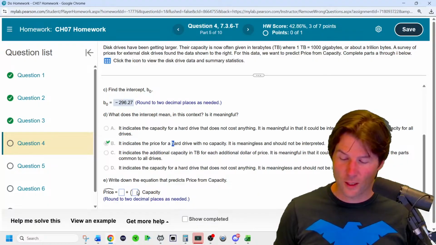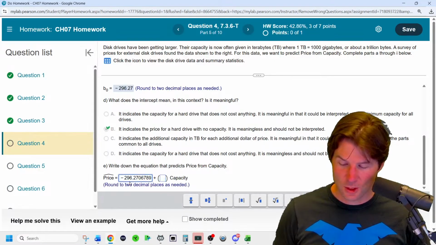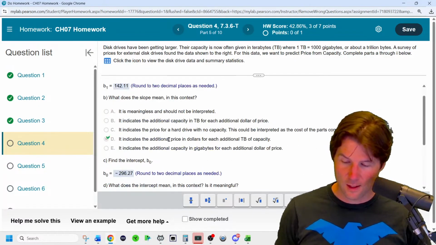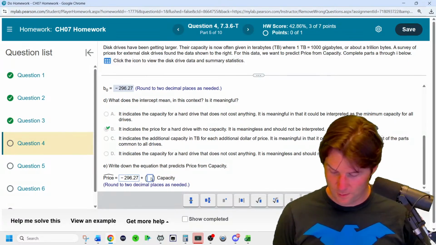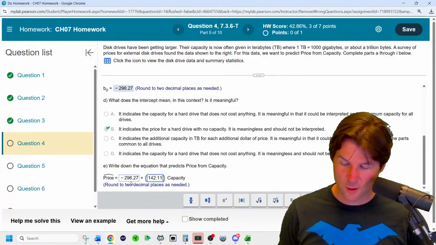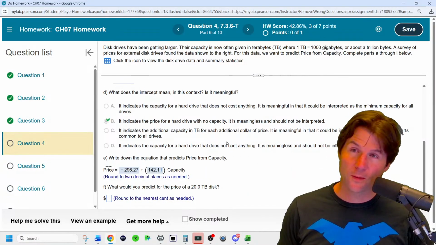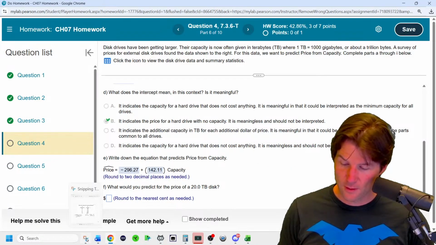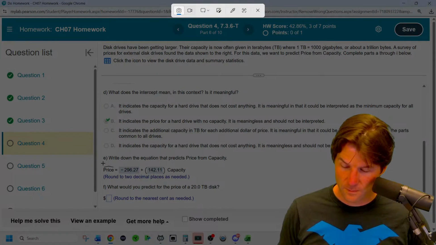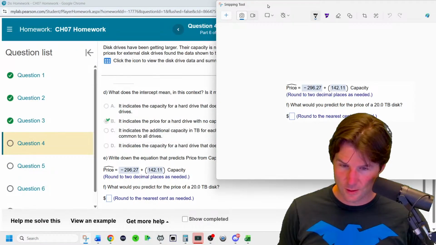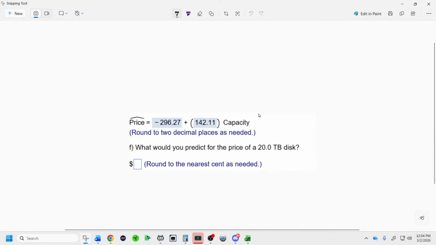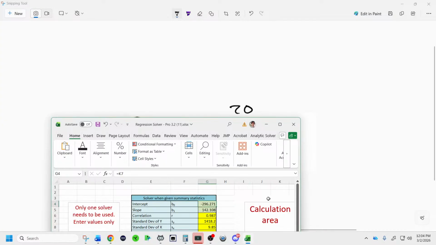So now we have to write the equation. Well, we just kind of did this right here. It's going to get mad if I don't round these. 142.11. This is B0 plus B1X. Just put the numbers correctly. What would you predict for a 20 terabyte hard drive? All you do is take your equation and just go right here and plug in 20. Let's go right here, plug in 20. And we should get about $2,400, which doesn't even make sense.